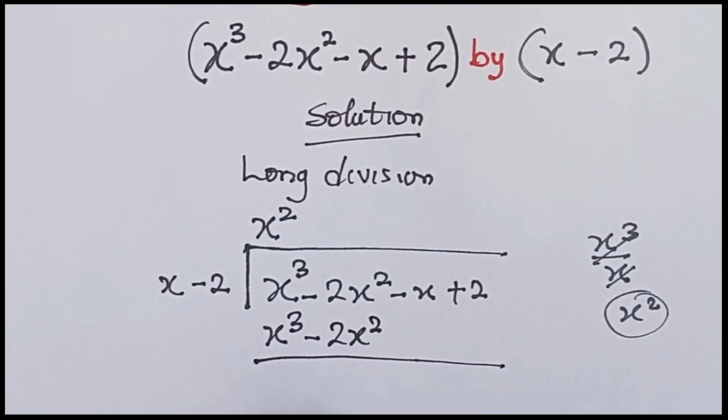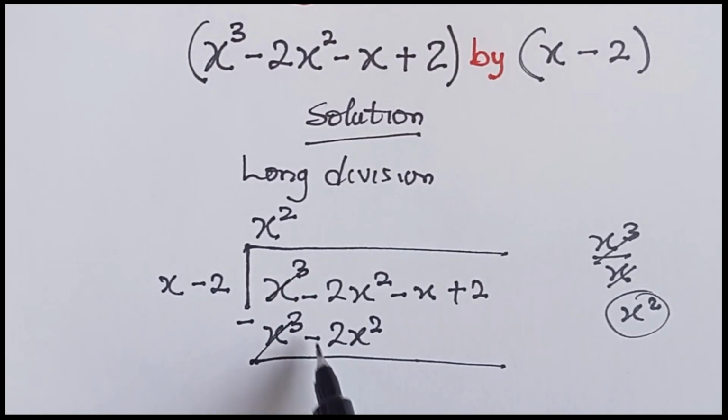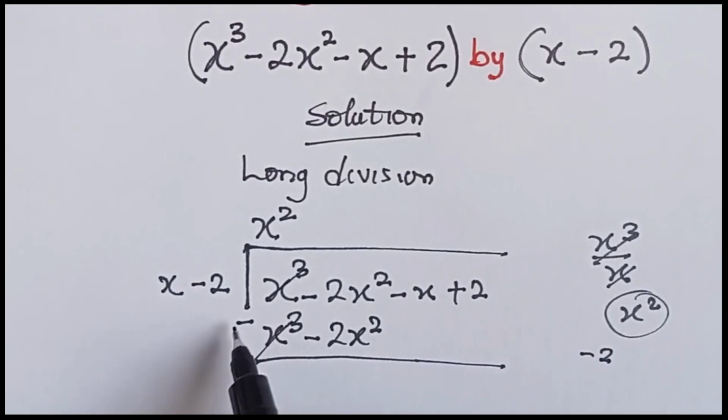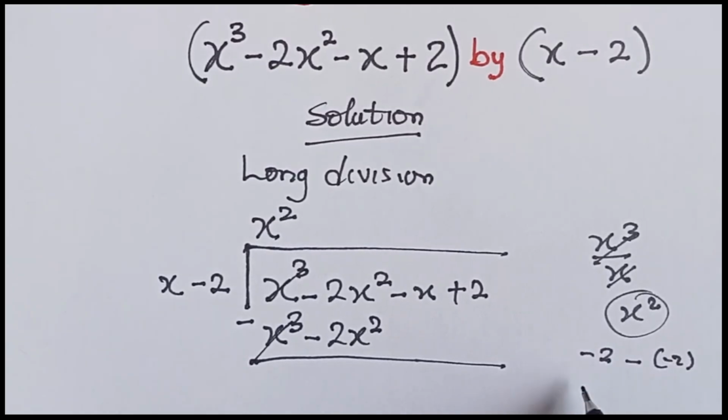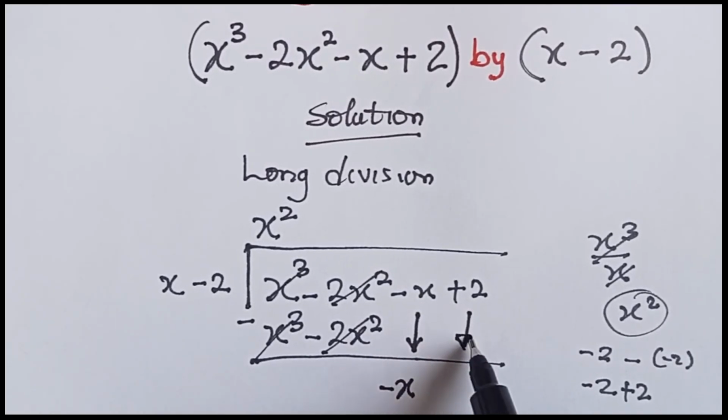So the next thing we are doing is to subtract. All right, we are going to subtract this from this, also this from this. So we have x raised to the power 3 minus x raised to the power 3. That will give us 0. And then also we have minus 2 minus 2, so minus 2. And you know that if you multiply this minus with this minus, it gives us plus 2. And that will also give us 0. So it means these 2 will give us 0. And then we bring down this minus x and then the plus 2.